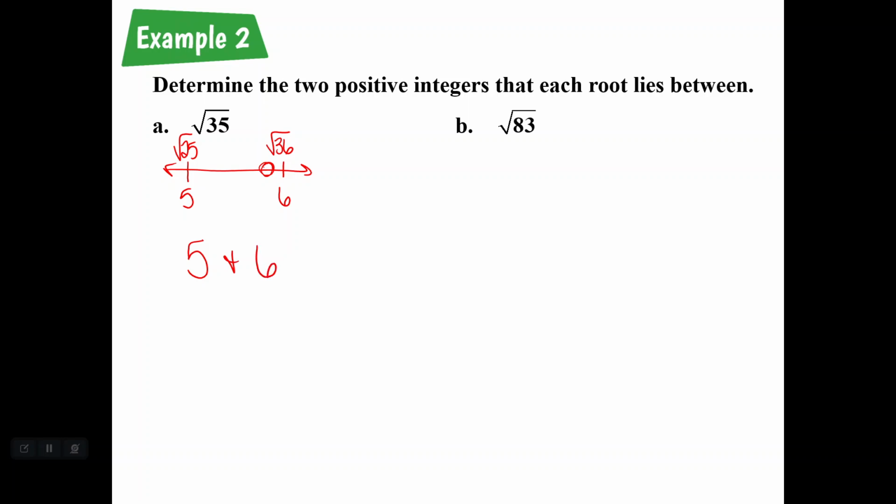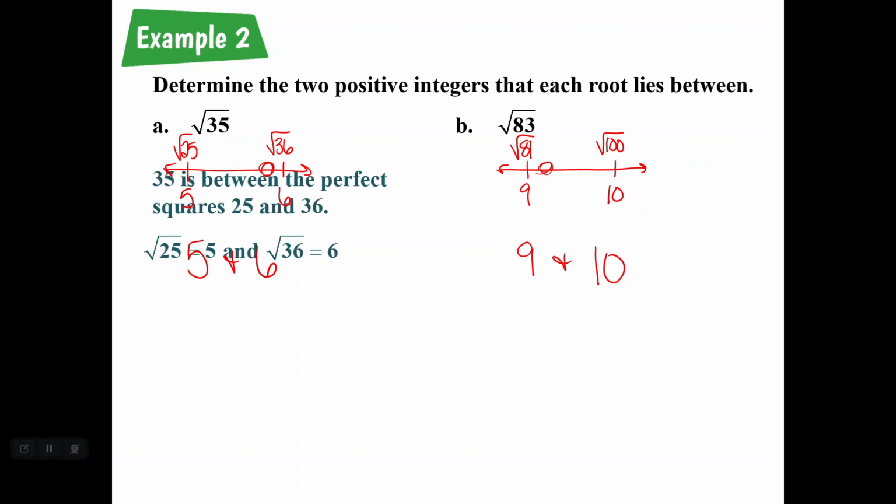Letter B is asking for the square root of 83. If you're thinking about the perfect squares that lie on either side of 83, hopefully you're thinking the square root of 81, which is 9, and the square root of 100, which is 10. The square root of 83 would be a little closer to the square root of 81 than to the square root of 100, but the two positive integers that it falls between are 9 and 10. When you answer questions like this, you will always give two consecutive numbers. You'll never skip and say something like, oh, it's between 5 and 8. Nope, they have to be consecutive numbers, so 5 and 6, 9 and 10.